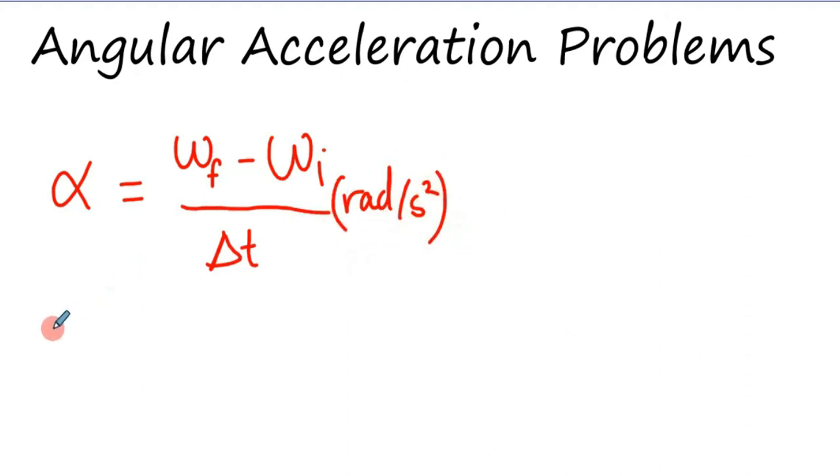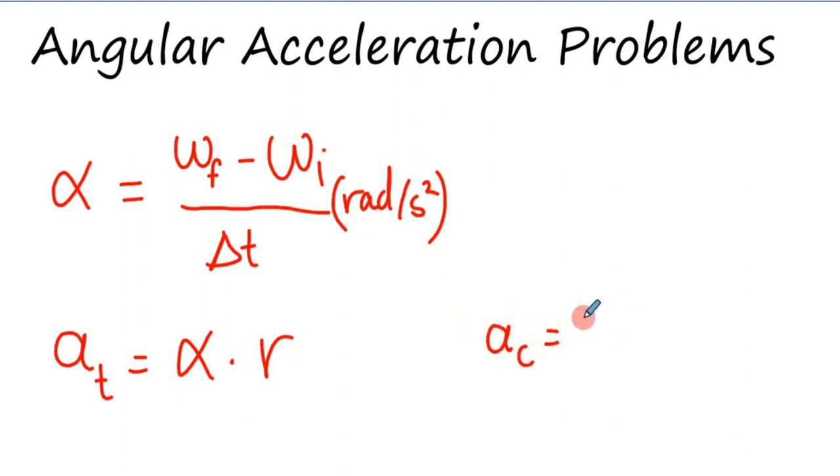Also, the tangential acceleration, a_t, equals alpha times r, and r is the radius of the object. Sometimes we may use the centripetal acceleration, a_c, which equals omega squared r. But the problem is omega is not going to be given easily. You need to convert omega from the frequency that is given.